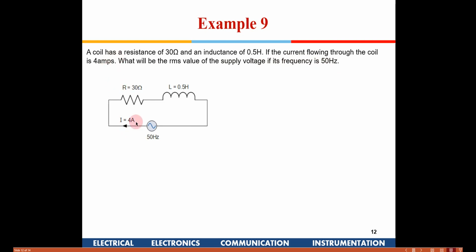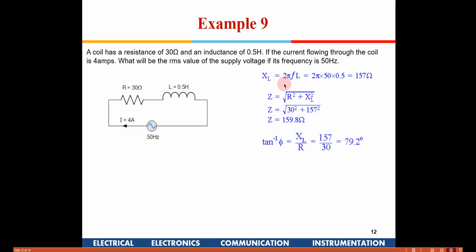Now here again, since the current is given as 4 amperes, it means 4 is the R.M.S value here. It's not the peak value. So we need to find out what is the R.M.S supply voltage. You just have to find out the impedance and multiply it with the current.